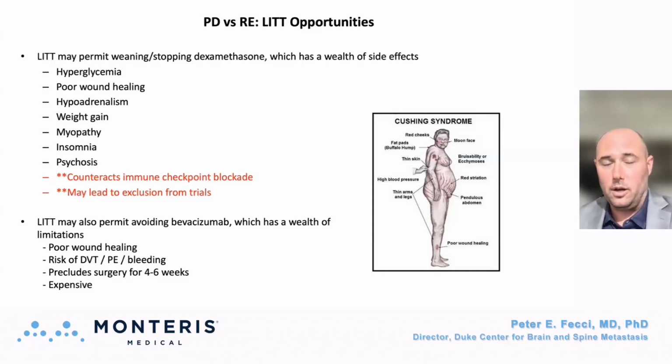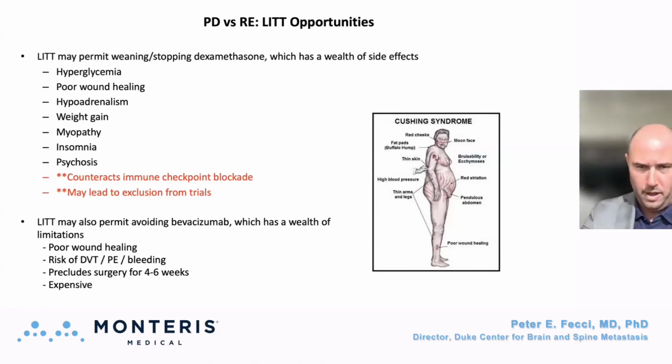It can also allow you to avoid potentially using bevacizumab, which we mostly use as a salvage therapy in radiation necrosis, but some people use more frontline. But that bevacizumab, Avastin, also has a variety of side effects and may also preclude surgery. So there's a variety of reasons that it's advantageous to potentially avoid treatment with Bev as well.